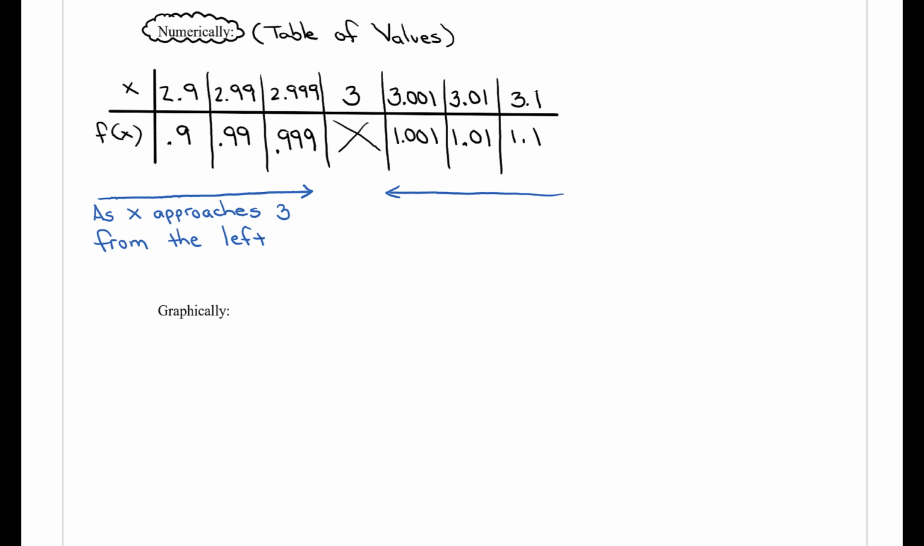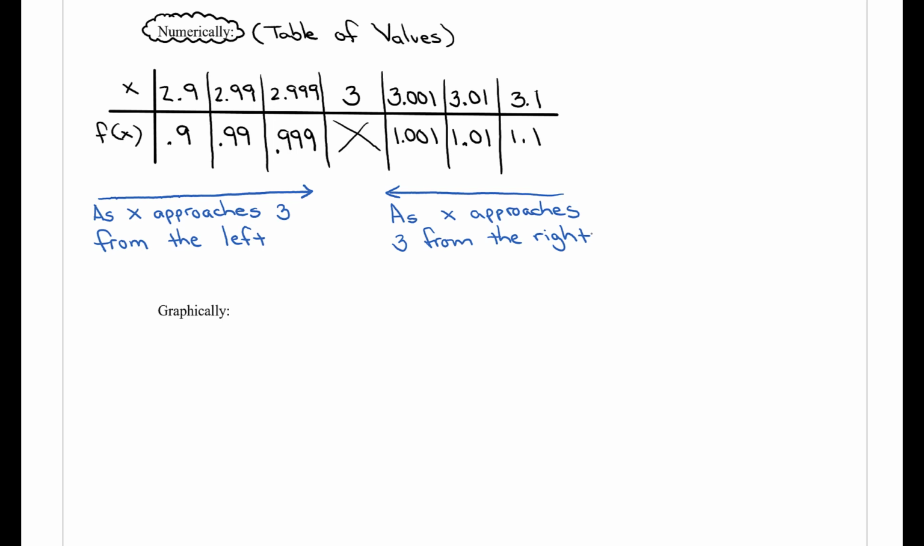Now we're going to do the same thing as we're coming in from the right, or the values that are slightly larger than 3. So underneath the arrow I drew that was coming in from the right, that's pointing to the left, I'm going to write down, as x approaches 3 from the right.